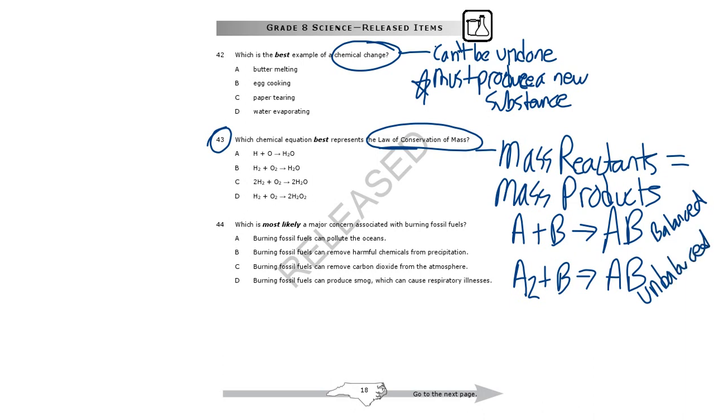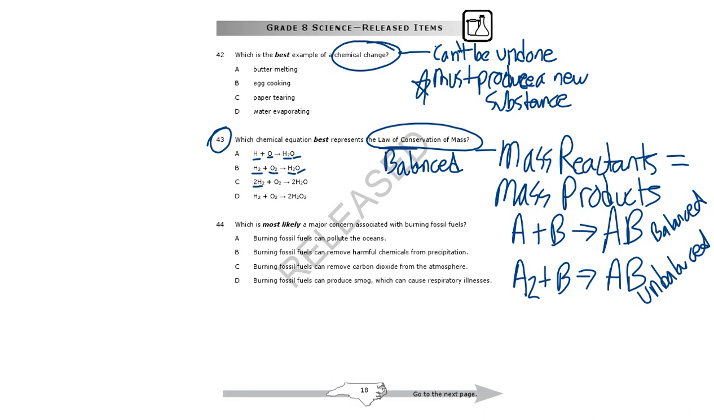All right? So really, what they're asking you when they say which of these best represents the law of conservation of mass, they're asking you which of these is balanced. That's what they're asking you. Okay? So if we look at A, I have one A and I have two A's. So is that balanced? One O and one O. I have two H's, two H's. Two O's, one O. Is that balanced?